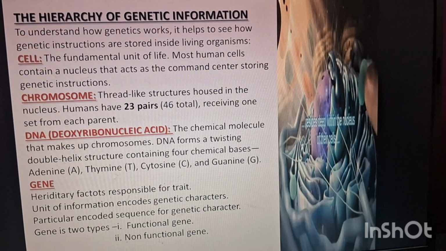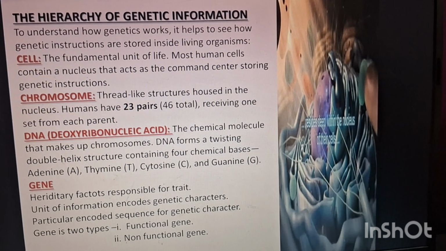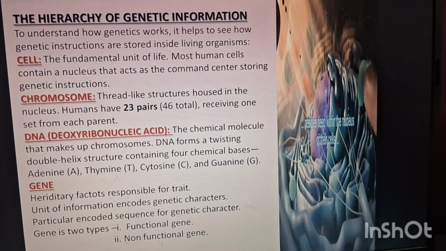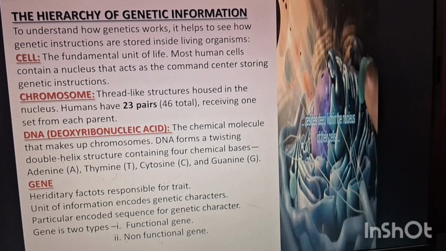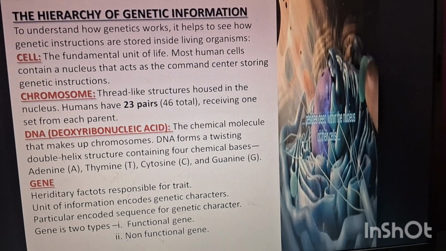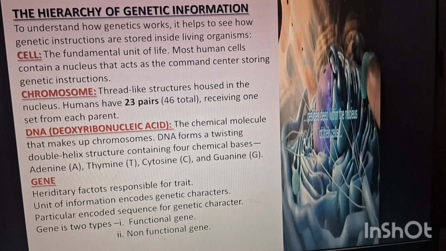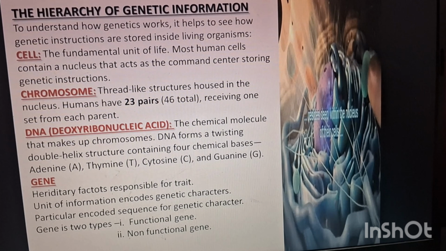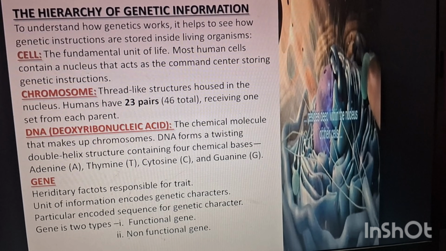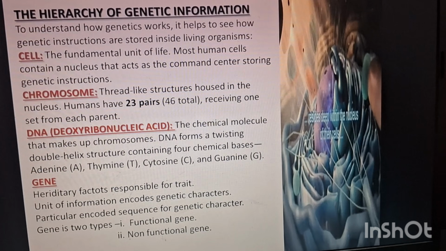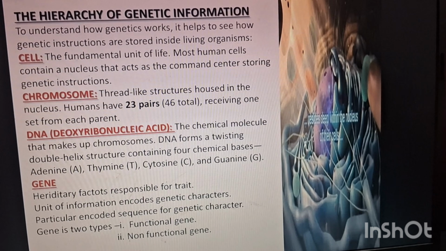The chemical molecule that makes up the chromosome. DNA forms a twisting double helix structure containing 4 chemical bases, that is adenine, thymine, cytosine and guanine. Next, the most important question, what is a gene? It is the hereditary factor which is responsible for a trait. It is the unit of information that encodes genetic characters. It is a particular encoded sequence for a genetic character. And genes are of 2 types, the functional gene and non-functional gene.